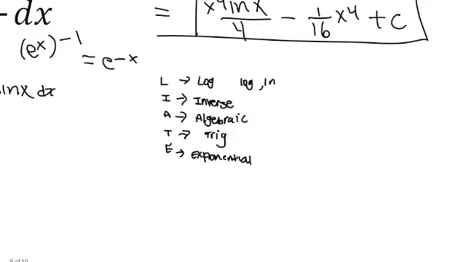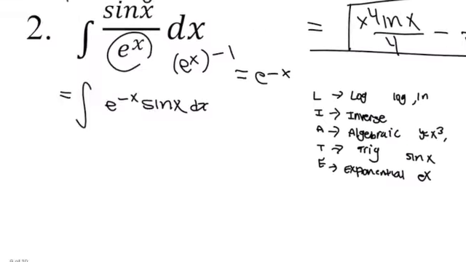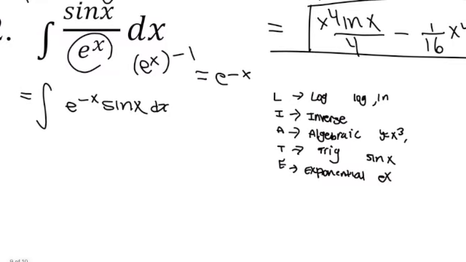So trig, like sine x, and then exponential is like e to the x, and algebraic is more like polynomials, y equals x to the third, like those things. Inverse is pretty self-explanatory as well. So this is the order. So it goes from top to bottom.